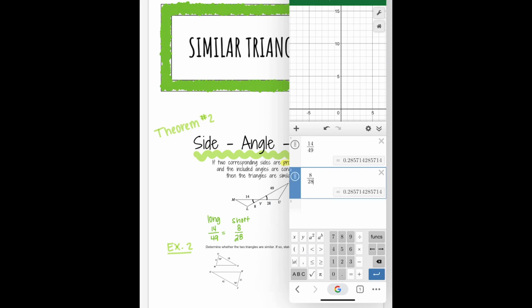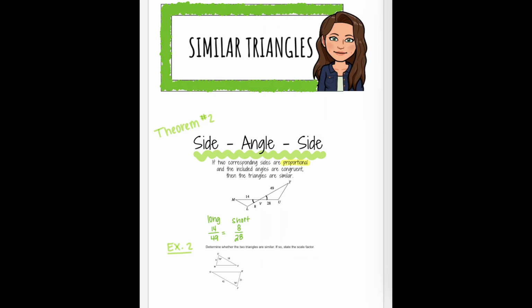So 14 over 49 and 8 over 28 are the same decimal number. Another way you could do that is by just simplifying the two fractions. The biggest thing that goes into 14 and 49 is 7. So 7 goes into 14 twice. 7 goes into 49 7 times.